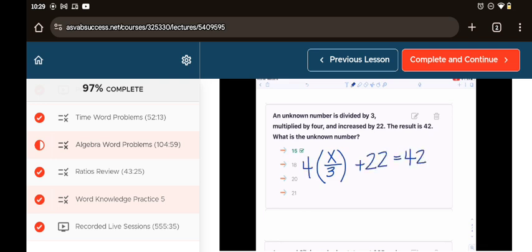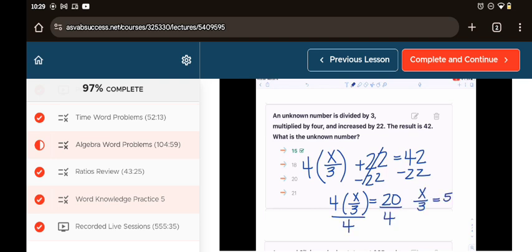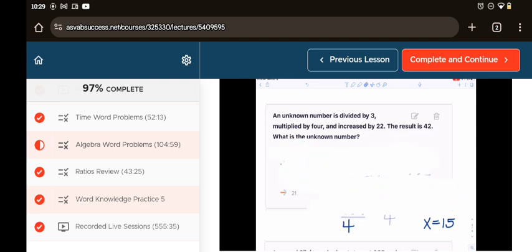The result is 42. Okay, so I'm going to subtract 22, because I want to simplify this. I get 4 times x over 3 equals 20. And you divide by 4, x over 3 equals 5. Now here, x over 3, I'm going to multiply by 3 to cancel this fraction, and I get x equals 15. And there we go. That's it. All right, let's keep going.